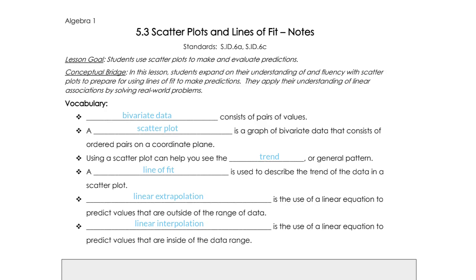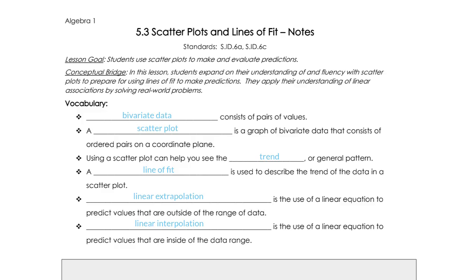For this video, we will be talking about section 5.3, which is scatter plots and lines of fit. To start, we have some vocabulary here, actually quite a bit of vocab here. Our first vocab word is bivariate data. This consists of pairs of values.